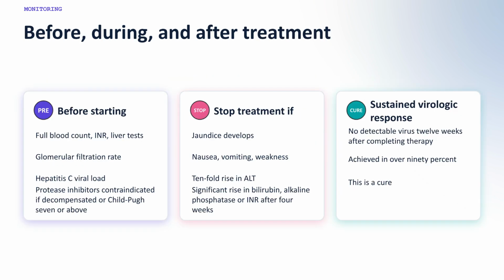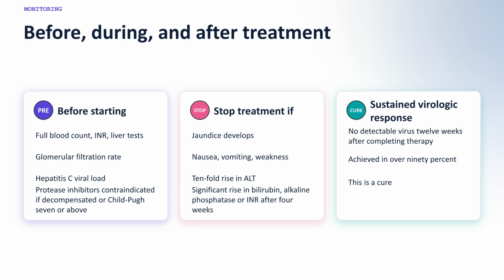Monitoring in 3 parts. Before starting, check a full blood count, international normalized ratio, liver tests, glomerular filtration rate, and viral load. And remember, protease inhibitors are contraindicated in decompensated liver disease, or a Child-Pugh score of 7 or above. Stop treatment if jaundice develops.